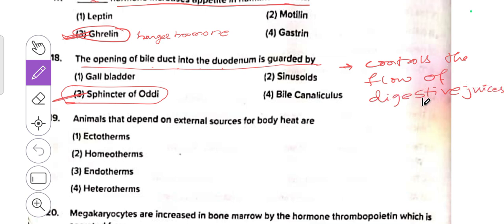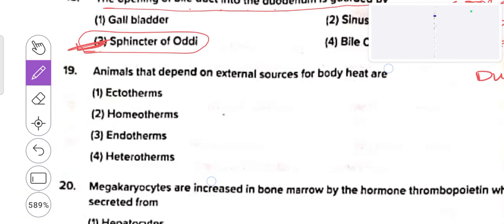This particular duct comes from the liver and the pancreas. The pancreas will secrete pancreatic juice and the liver will secrete bile. These bile and pancreatic juice will get released into the first part of the duodenum, where this opening of the hepatopancreatic duct into the duodenum is guarded by the sphincter of Oddi. So 3 is the right answer.